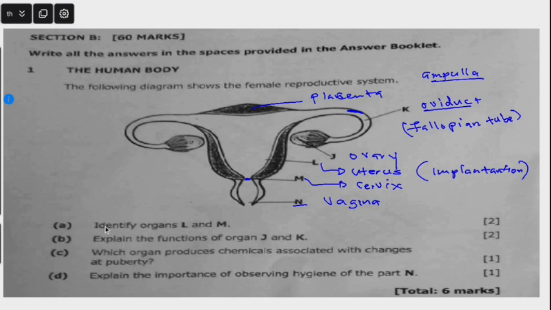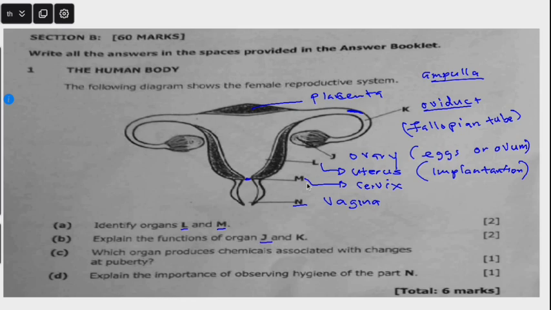Question A is saying identify organs L and M. For L we can say it is the uterus. Then for M we can say it is the cervix. Then question B says explain the functions of the organs J and K. For J, it produces eggs, or we can say the ovules, from the ovaries. So that is one thing that you need to know. That's the function of J.